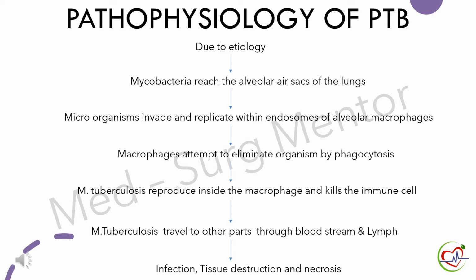As a result of this, macrophages attempt to eliminate the organism by phagocytosis. But it reproduces inside the macrophage and kills the immune cells. Later, Mycobacterium tuberculosis travels to other parts of the body through the bloodstream and lymph. Finally, it results in infection, tissue destruction, and necrosis of the lung parenchyma.